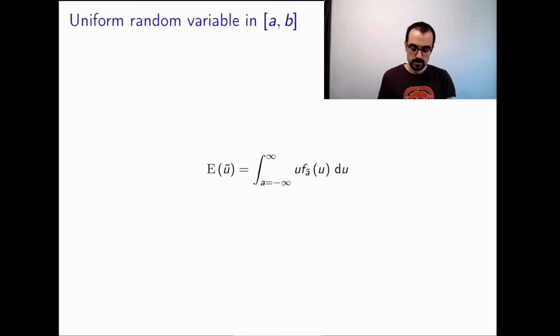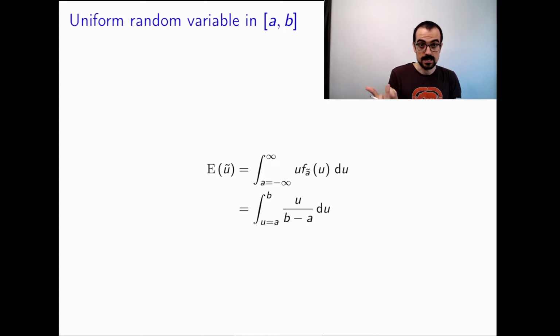Let's do an example. What if we have a uniform random variable in a certain interval [a, b]? We integrate from minus infinity to infinity, but a lot of it is 0, obviously, the PDF times the possible values. In this case, the PDF is 1 over b minus a. Remember that a uniform random variable in the interval from a to b has a PDF equal to a constant, but the PDF has to integrate to 1. So that's why that constant is 1 over b minus a.